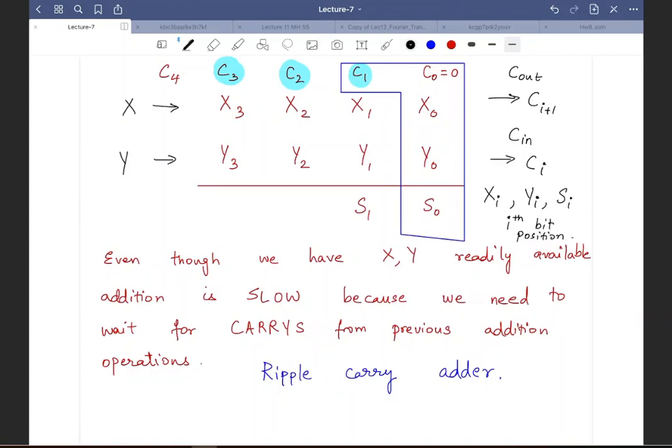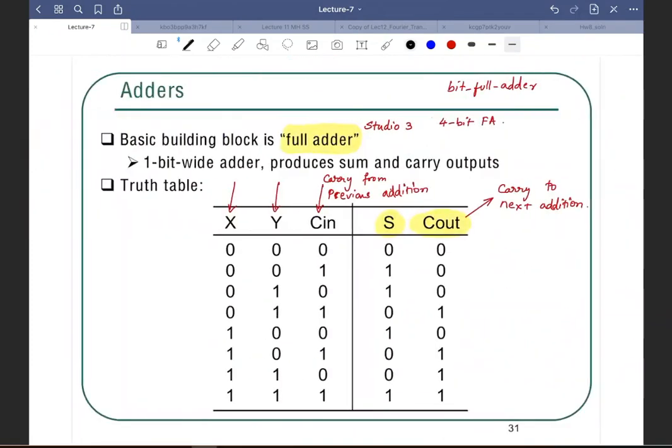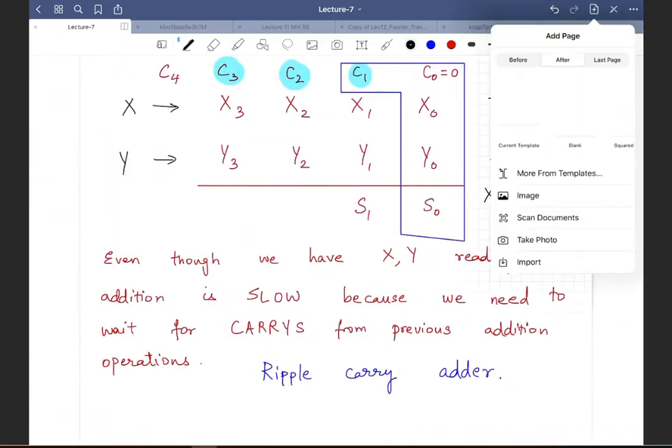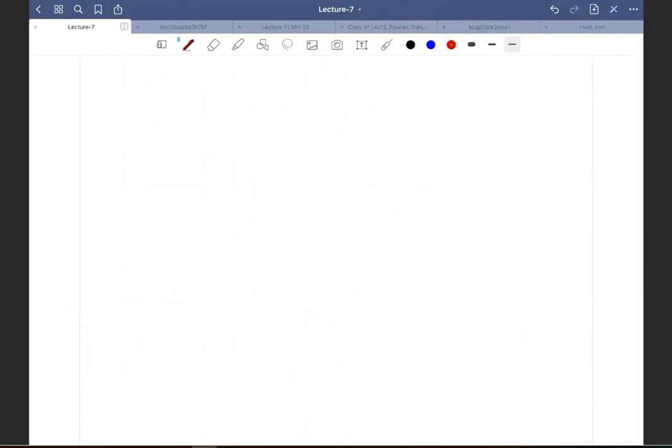1. Now, based on this truth table, can I write an expression for maybe sum and carry out? I can quickly write those expressions out. So let's try to do that over here. Ripple carry adder. So this is still a ripple carry adder, also called the slow adder. And I'm trying to write expressions for sum and carry out.